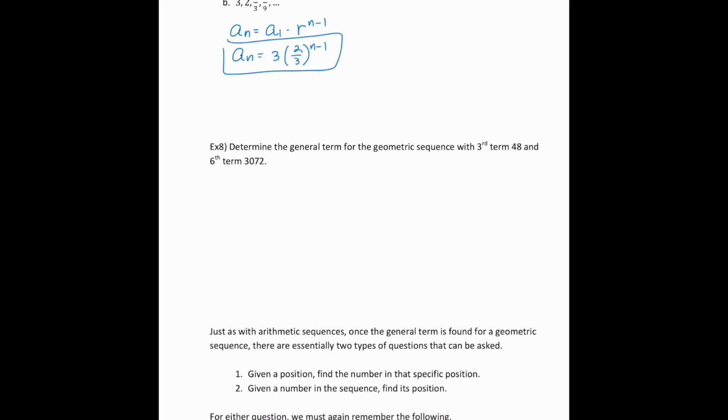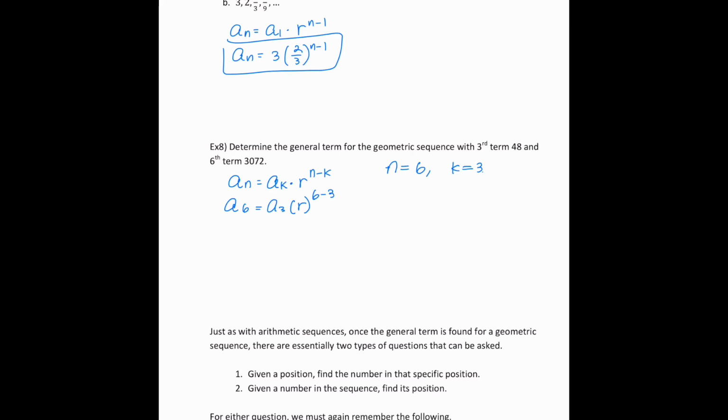So determine the general term of the geometric sequence where the third term is 48 and the sixth term is 3072. So at this time, I'm going to use a sub n is a sub k times r to the n minus k. Alright, so n is always bigger than k, so I want to say n is 6 and k is 3. So a sub 6 is a sub 3, r we don't know, right? And n is 6 minus 3.